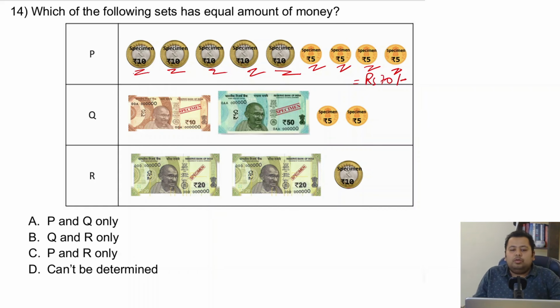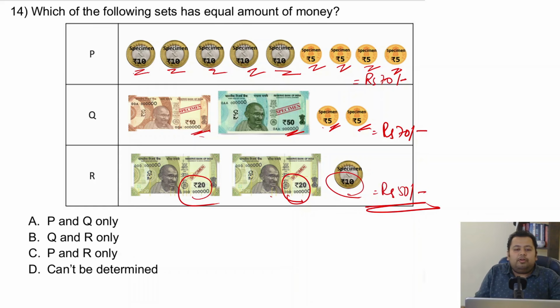Now let's find out what is Q. Q is rupees 10 plus rupees 50. 50 plus 10 is 60. 60 plus 5 is 65. 65 plus 5 is 70. So this also becomes rupees 70, right? Let's come to R. This is 20. 20 plus 20 is what? It's 40. 40 plus 10 is rupees 50.